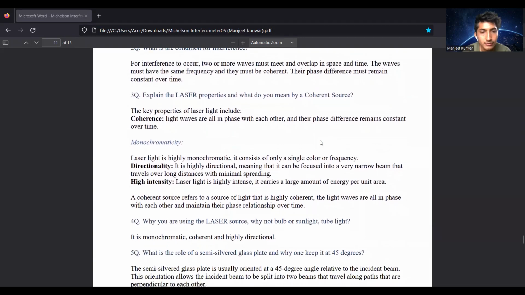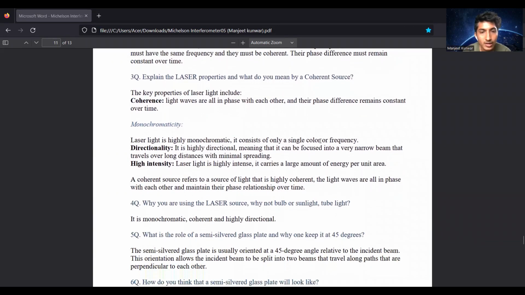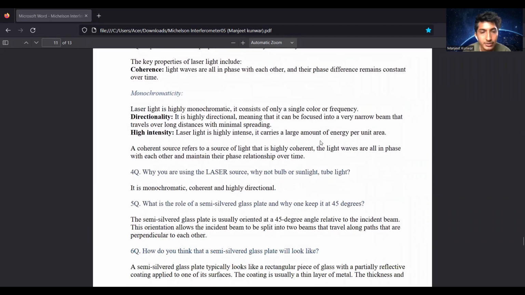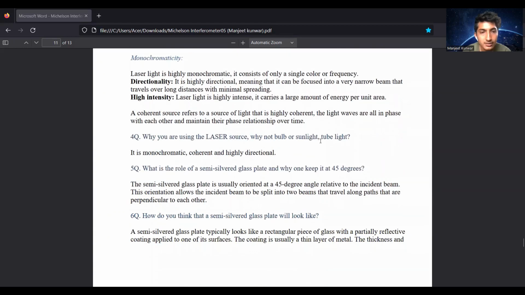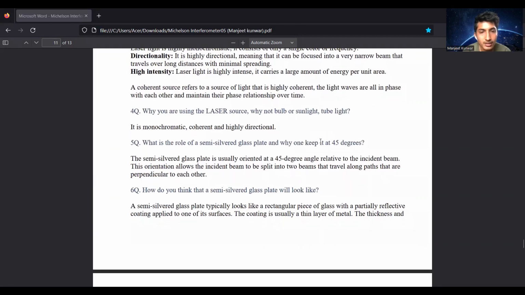And fourth question, why are you using the laser source and why not a bulb, sunlight, tube light or tape light? It is monochromatic, coherent, and highly directional. And fifth question, what is the role of the semi-silver glass plate and why does one keep it at 45 degrees? The semi-silver glass plate is usually oriented at a 45-degree angle relative to the incident beam. The orientation allows the incident beam to be split into two beams that travel along paths perpendicular to one another.